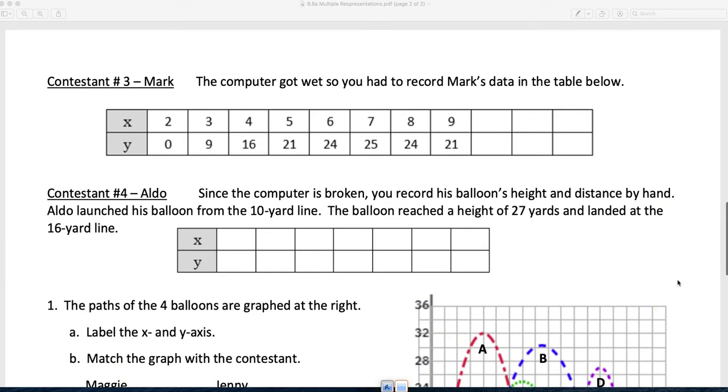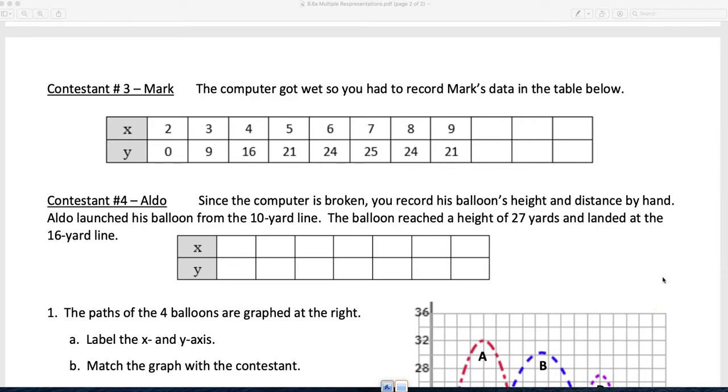All right, then it gets a little bit sketchier. We have contestant number 3, who's Mark. The computer didn't help because it got wet, so you have a table. Trust me, you have enough information. If you kept track of what's been going on, you can fill in the last 3 points. Because if you'll notice, you know where it was launched from, you don't know where it landed.